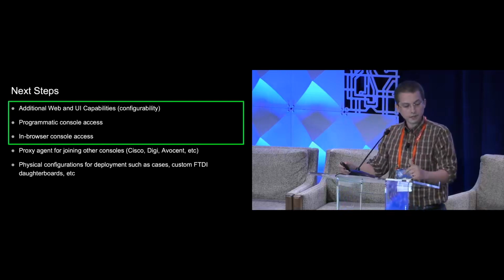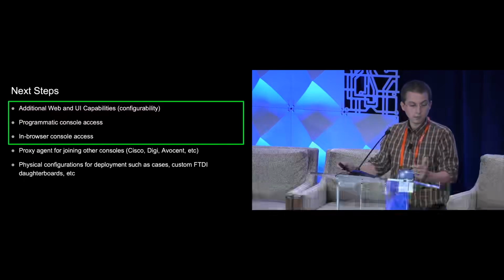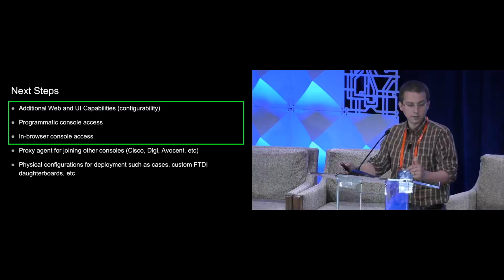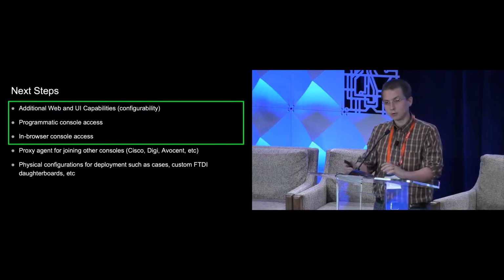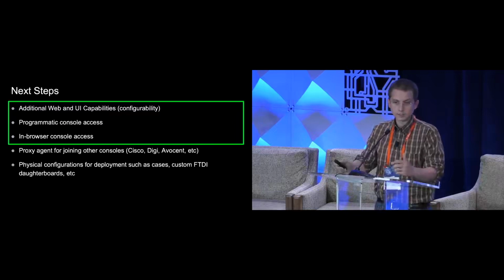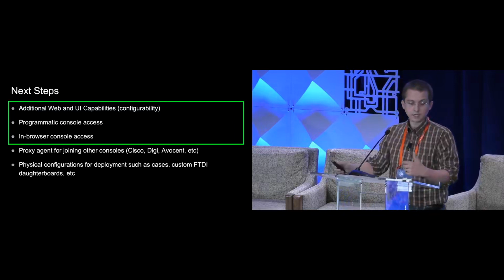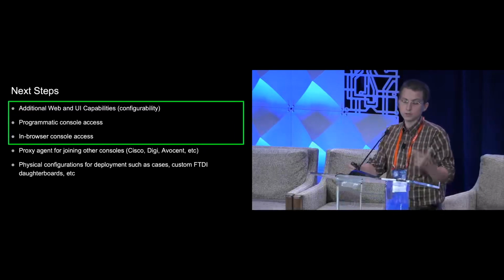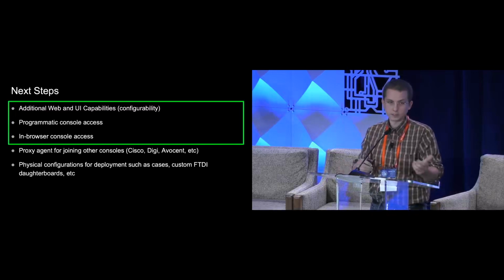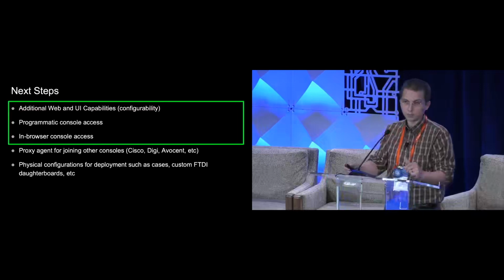So after that hackathon, the next steps were to add some more web and UI capabilities to support the configurability of the environment, establish the actual programmatic console access, the in-browser console access once that foundation was in place, and potentially other things like add a proxy agent for joining other vendors' infrastructure or registering with the API on their behalf, or physical configurations for deploying these in racks or whatever level of ruggedization required for an environment.